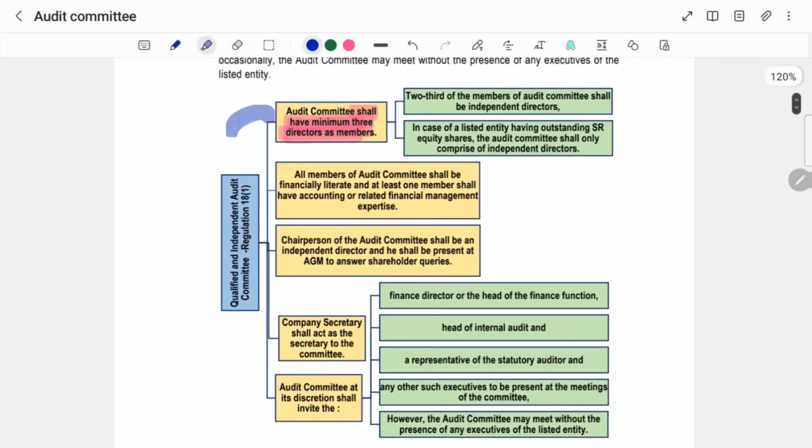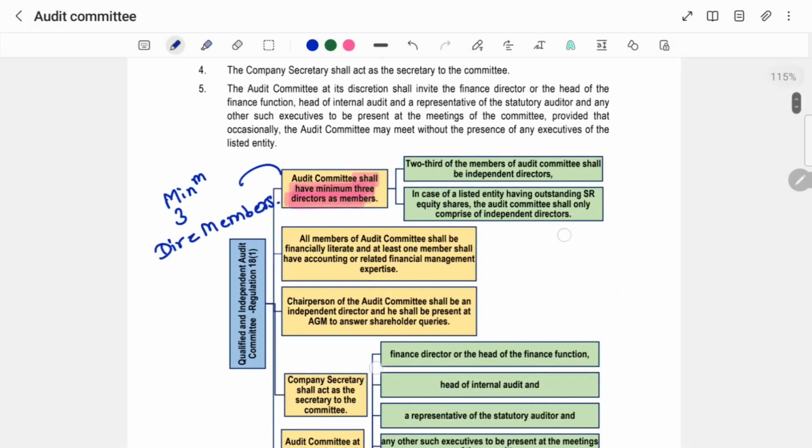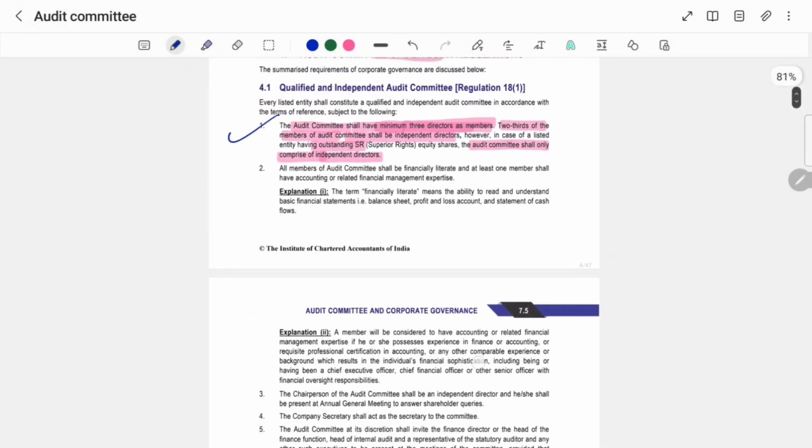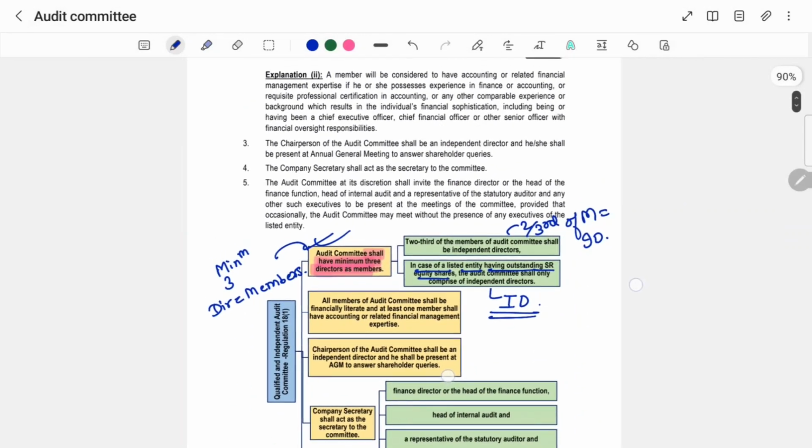What is the first requirement? That there should be minimum 3 directors as members. Now what is the second requirement? 2/3 of members is equal to independent directors. At least 2/3 of members shall be independent directors. Now the third criteria written here is, in case of listed entity having outstanding SR, that is superior right equity shares, shall only comprise of what? ID, that is independent directors. So all the three requirements of this point number 1 are covered here. Now it is easy to recall also.